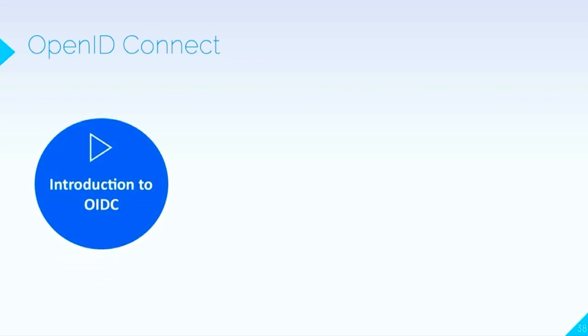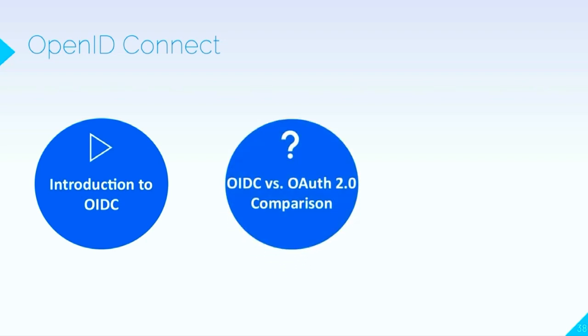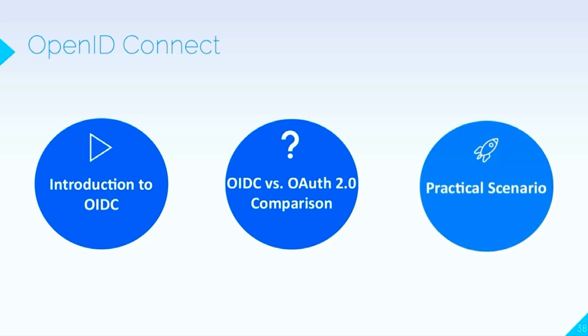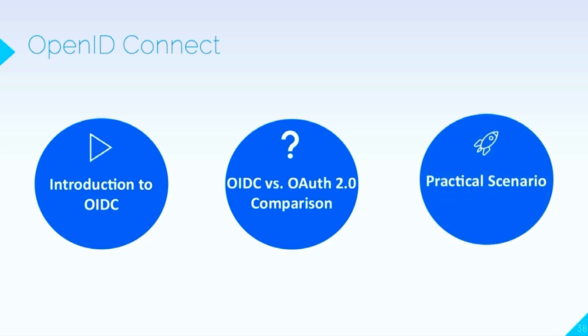In this lesson, we'll introduce OpenID Connect protocol and see how it builds on OAuth 2 to provide seamless user authentication and identity management. We'll start with a brief introduction to what OpenID Connect is, then move on to a comprehensive comparison between OpenID Connect and OAuth 2. And finally, we will wrap up with a practical scenario to see OpenID Connect in action.